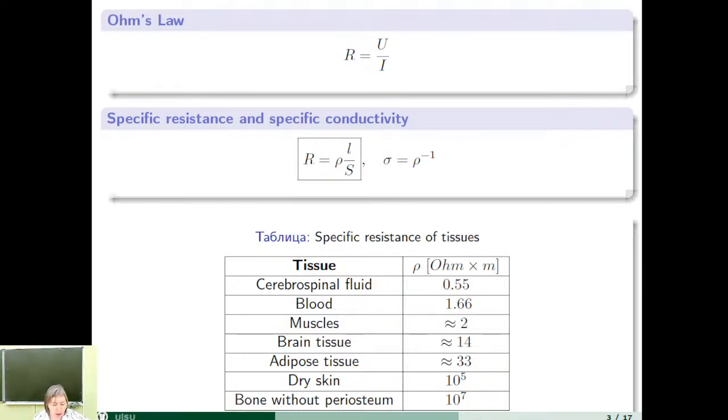Biological tissue is of a rather heterogeneous conductivity. It has areas with high conductivity and low conductivity that alternate in a complicated manner. And look at this table. In the first column, we can see tissues, and in the second column, you can see a specific resistance of these tissues.